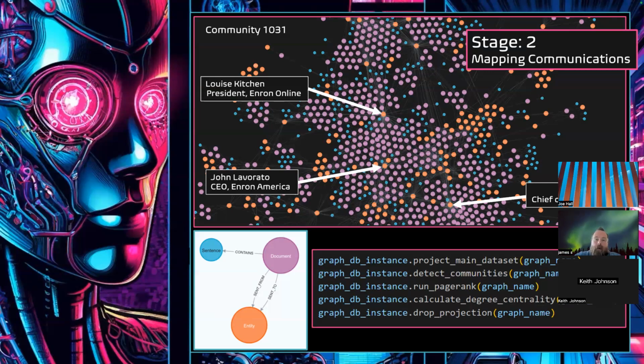Specifically, this example, community 1031, is really interesting. We see a tight communication cluster, and it's identified key players, key communicators, creators and sharers in this group. Of the three: the president of Enron Online, the CEO of Enron America, and the chief operating officer. So it's really interesting to see how a system like this can map communication patterns that may not be immediately observable, I guess, to the human eye, but you get what I'm saying. So this would have been one of the high-value communication clusters Red Reaper identified, and it would pass on to the third level.